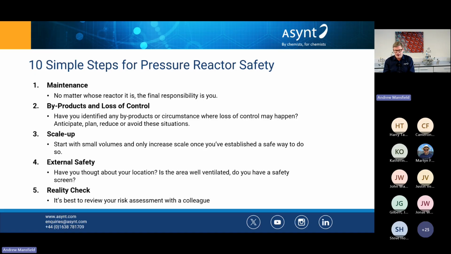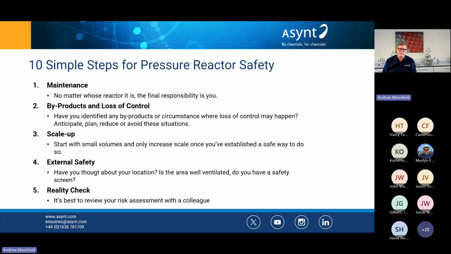As I said, think about all of the external safety. Think about your colleagues as well. Have you thought about your location? Are you doing this in a well-ventilated area? Do you have a safety screen for using combustible gases? Are these vented properly? And before you start, the reality check, the assessment of a colleague is always useful.